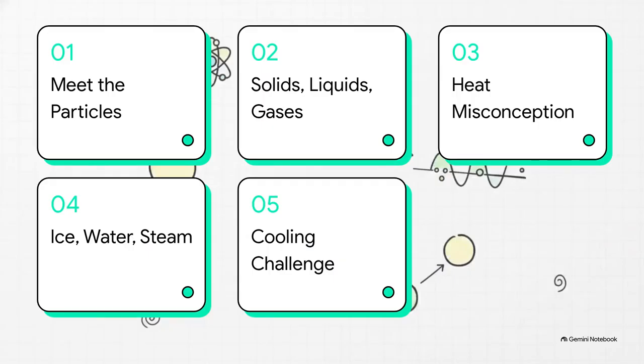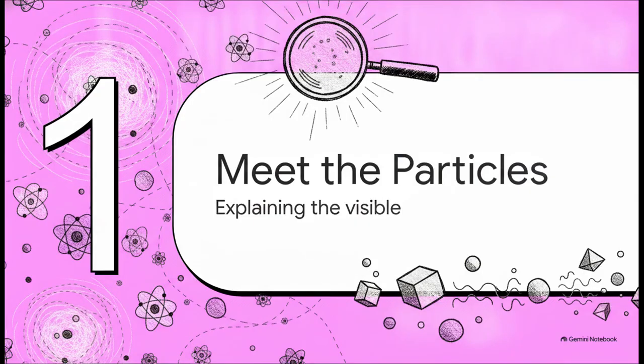Here's our roadmap for today. First, we'll meet the invisible particles. Second, we'll look at solids, liquids, and gases. Third, we're tackling the big heat misconception. Fourth, we'll track ice turning to water, then to steam. And finally, number 5, the cooling challenge. So, moving right along to Section 1, Meet the Invisible Particles.